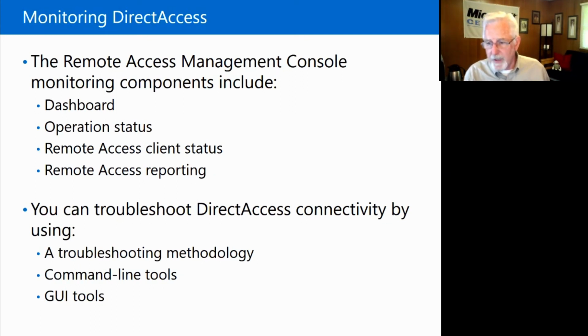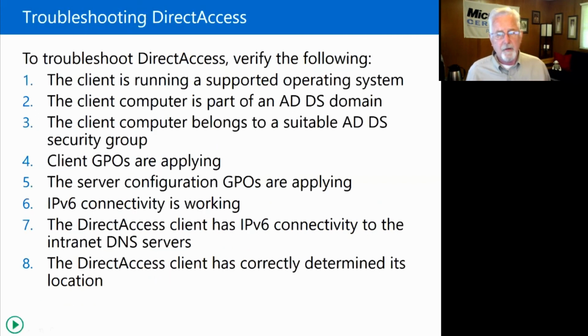Yeah, the reporting, the book talks about how many sessions per day, maximum sessions, concurrent sessions, how many you had, and the statistics on the server. So obviously you want to make sure they have the right operating system, which would be done prior to the deployment, I'm sure. They have to be domain joined. They have to be in the right security group that you've approved for this DirectAccess. Group policy troubleshooting, basic group policy troubleshooting.